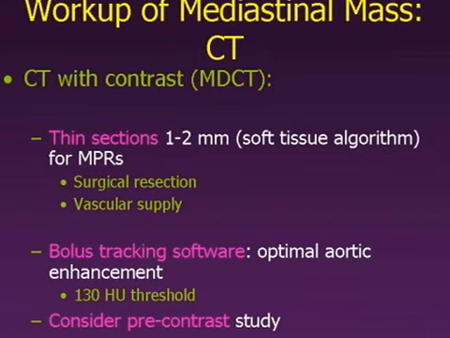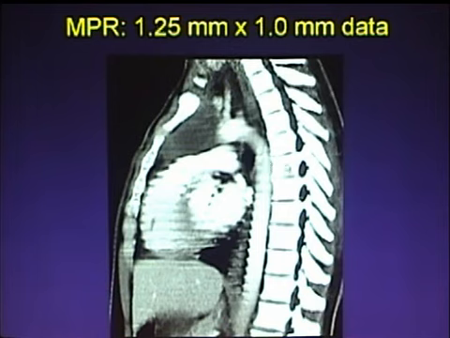Bolus tracking software, as was discussed this morning, is very useful to optimize aortic and branch vessel enhancement. We use 130 Hounsfield units as our threshold for triggering the scans. You should consider a pre-contrast study in certain cases, but for the most part, we need contrast in almost all cases. Here's an example of MPRs created with 1.25 millimeter thick sections. There's some stair-step artifact, but for the most part, you get a very good delineation of the relationship of this thymic mass in the substernal region to the heart and the great vessels and so forth.